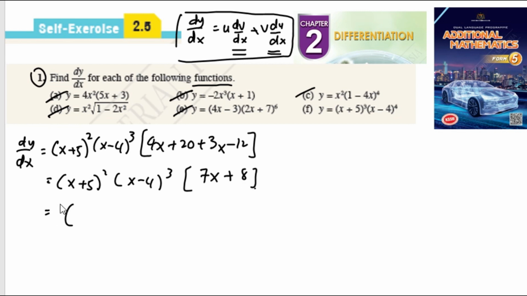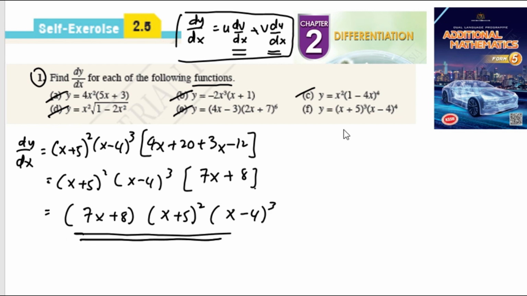So here, this one you can bring forward. So 7x plus 8 times x plus 5 to the power of 2 times x minus 4 to the power of 3. This is the answer. Quite long lah.